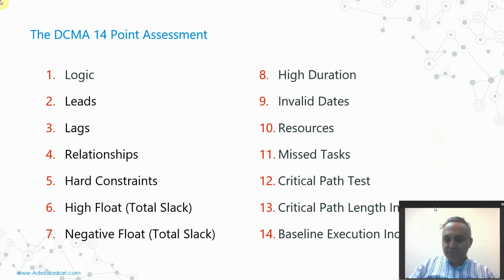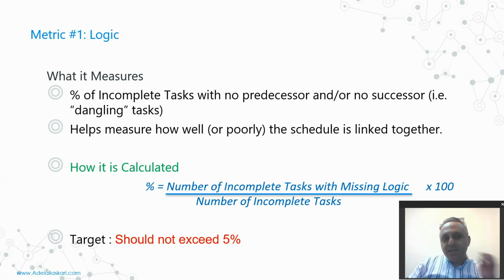Let's go to each criterion one by one and explain what is the meaning and how they are calculated in the project. The first one is the metric of the logic, and the criterion is calculated based on this formula. The number of the incomplete tasks with missing logic, or that don't have any predecessor or successor. If the activity does not have at least one predecessor or successor, we call it missed logic. And the number of the uncompleted tasks.